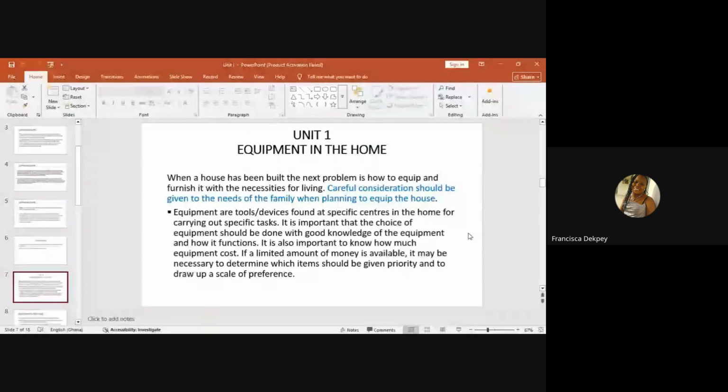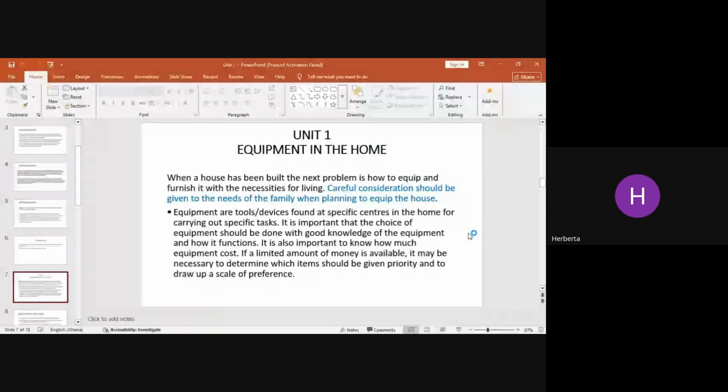And the dining area, there must be a dining table with chairs so that after meals we can sit comfortably and eat. Thank you. Thank you very much for your contribution.